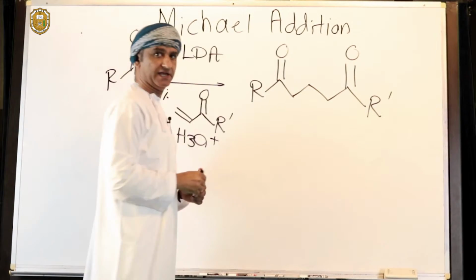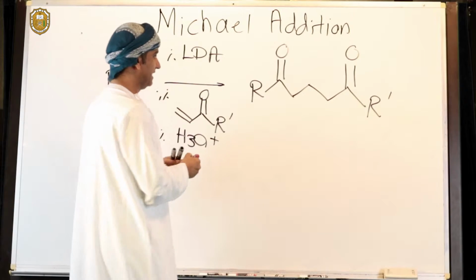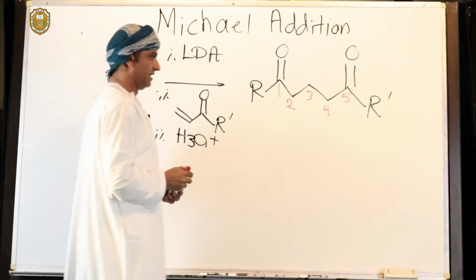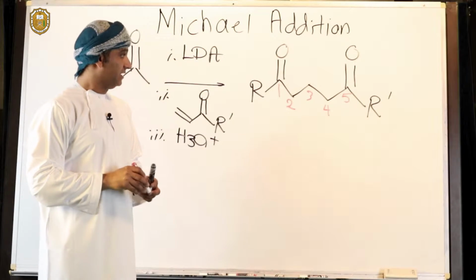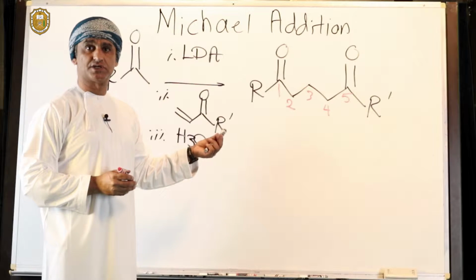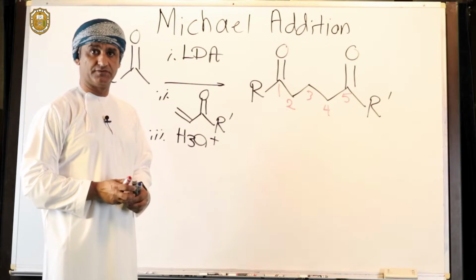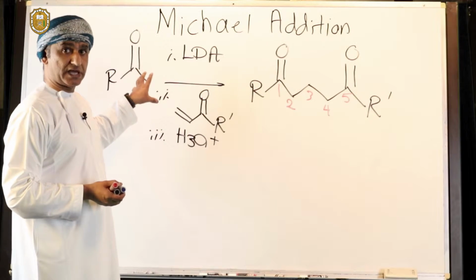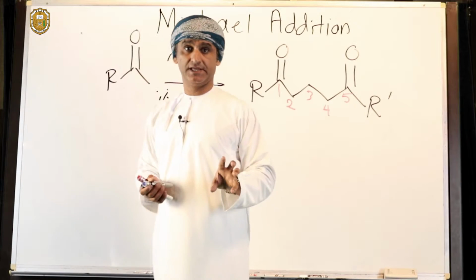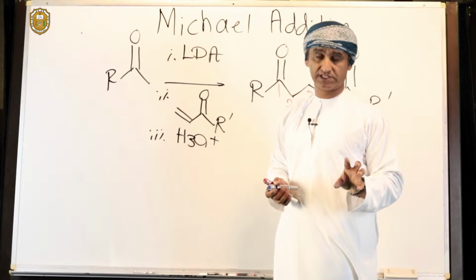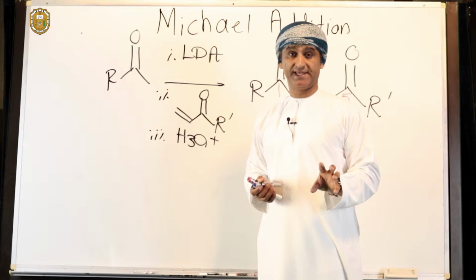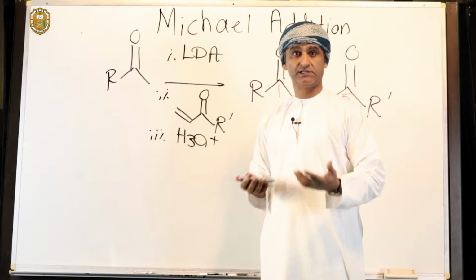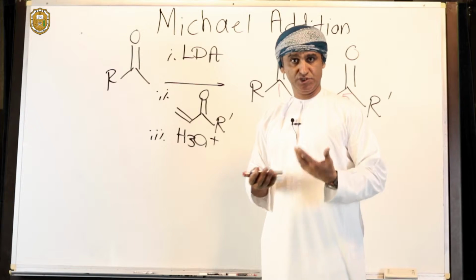So this is a 1,5-diketone, a 1,5-dicarbonyl compound. You can number these carbons. So this is a very distinct structural feature of the product of the Michael addition. Now, we recognize that an enolate is required, and of course an alpha beta unsaturated carbonyl compound is required as an electrophile. But these are not the only nucleophile and electrophile that can be used.